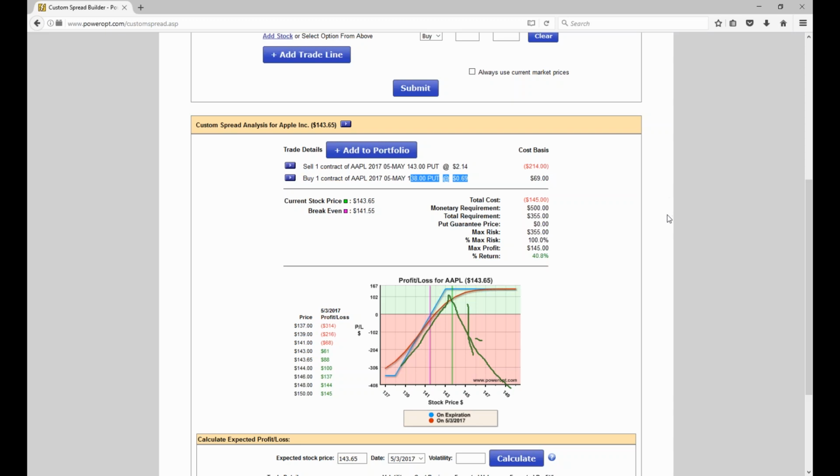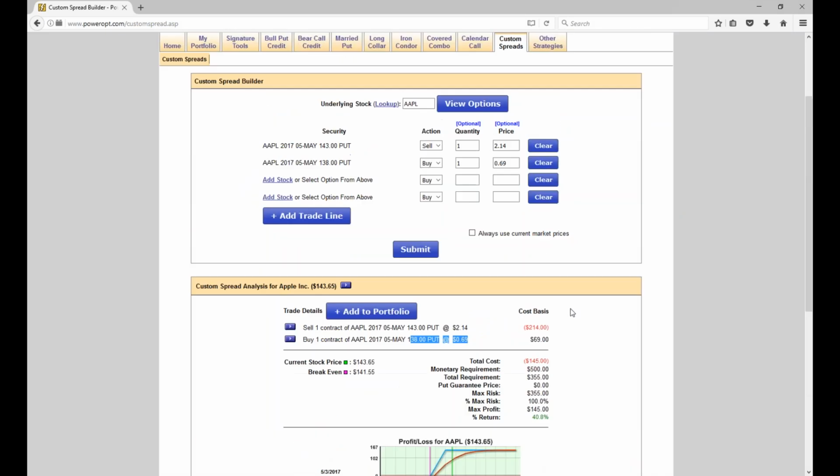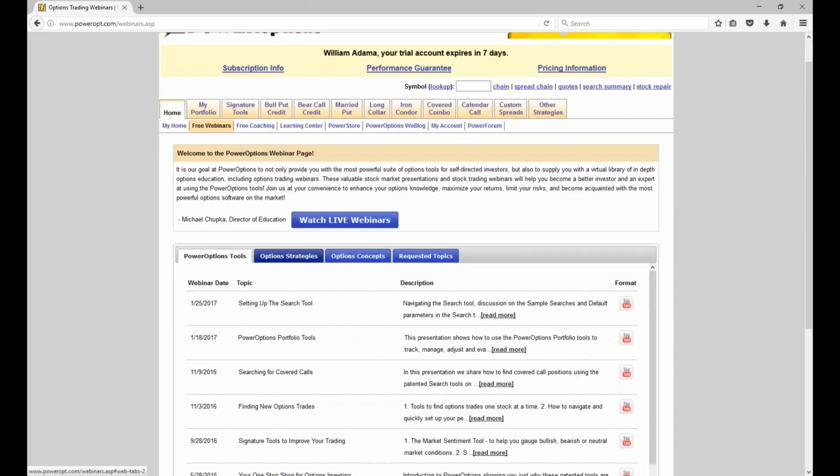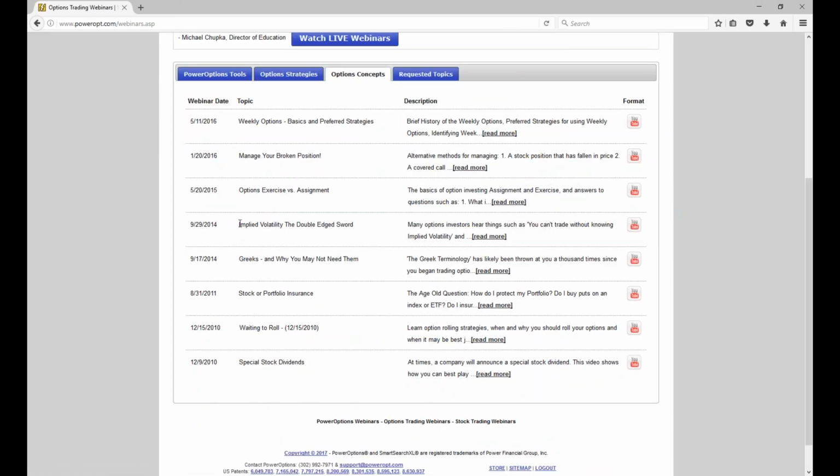We want to get into some of the tools there. So I want to encourage you, Wesley, remember, go to the webinars page there, powerup.com/webinars.asp, and take a look under the Options Concepts tab about implied volatility. I agree with you. What I said before in relation to implied volatility and selling it, you can be successful selling into high implied volatility.